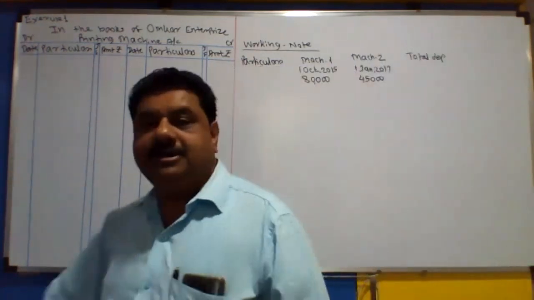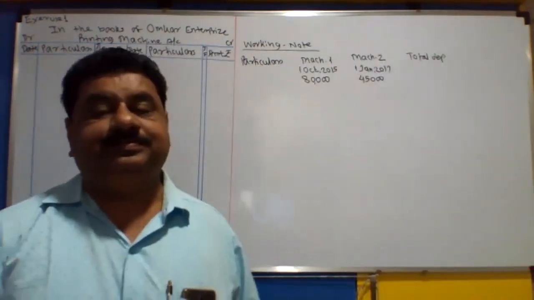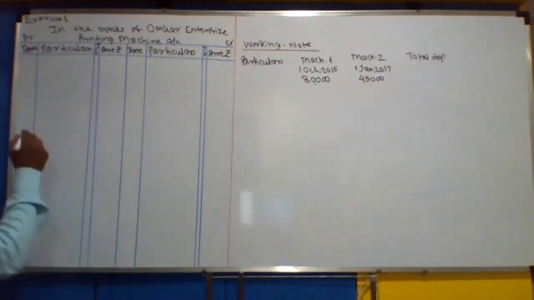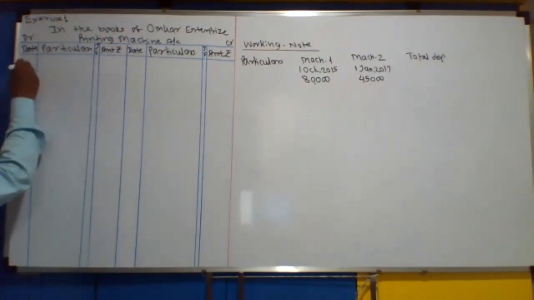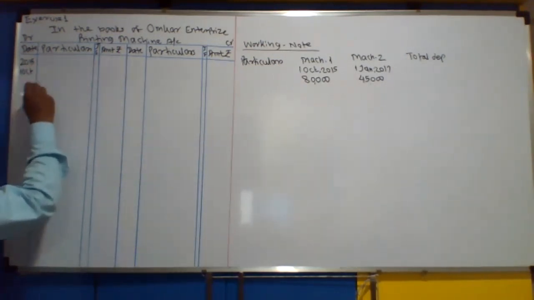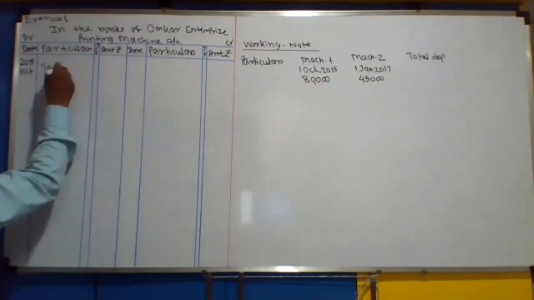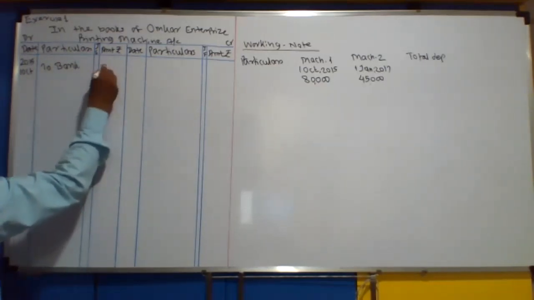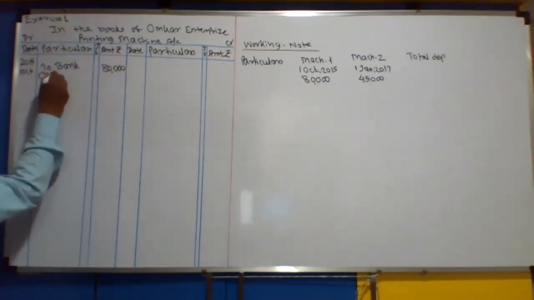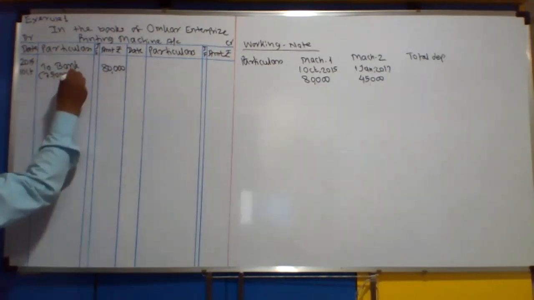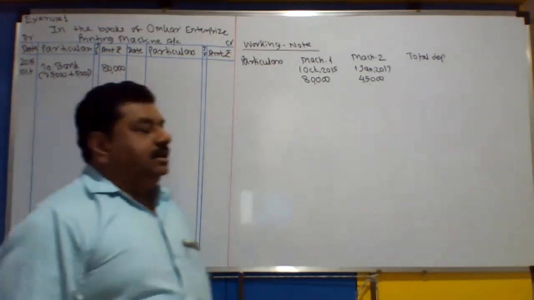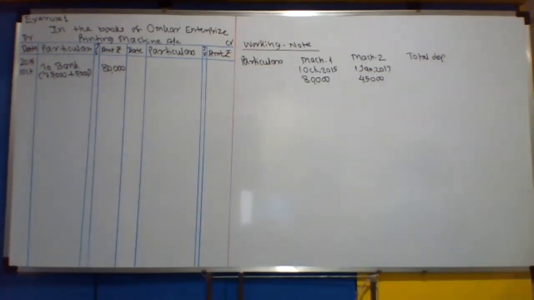Now we are going to prepare this printing machine account for 4 years. Here a ledger account is required, not a journal. The first entry comes directly from that information: 2015, 1st October. Printing machine account debit to bank account 80,000. In the bracket you write 75,000 for machinery plus 5,000 installation charges. So this is machinery number 1.